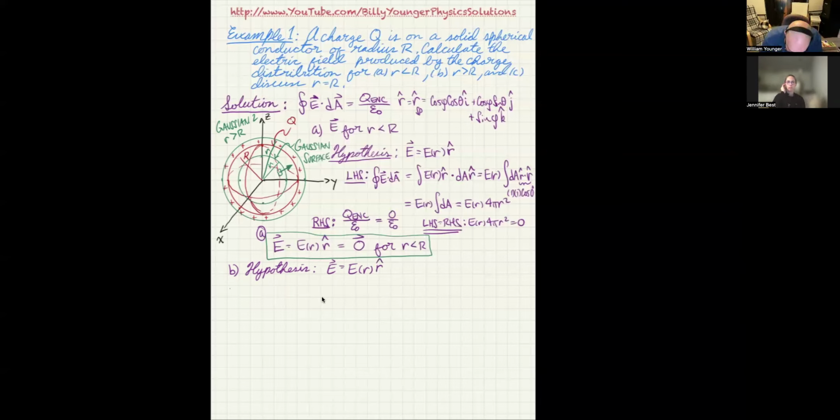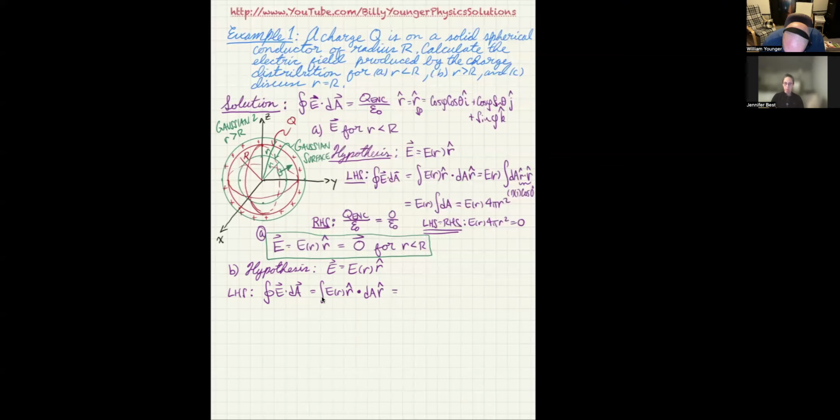So now for the left-hand side, we have the closed integral of E dot dA, and the dA vector is going to be just like it was before. So I'm going to write this as the integral of E of r r hat, dotted with dA, the magnitude of the differential area element, which looks like a little tire patch, just like the last one did. And it's going to have an r hat after it, just like that.